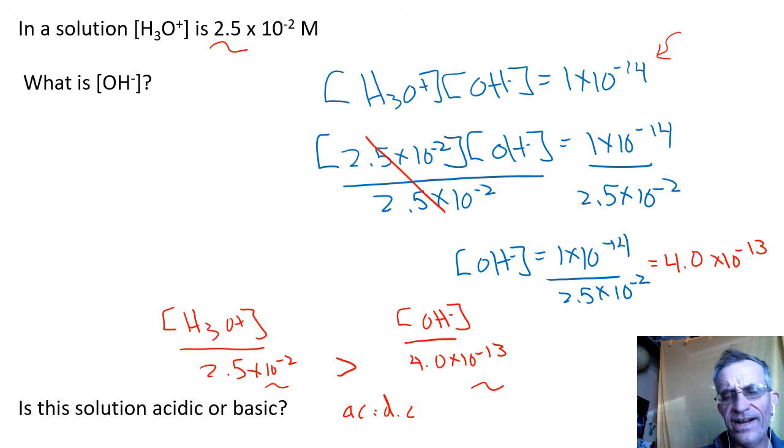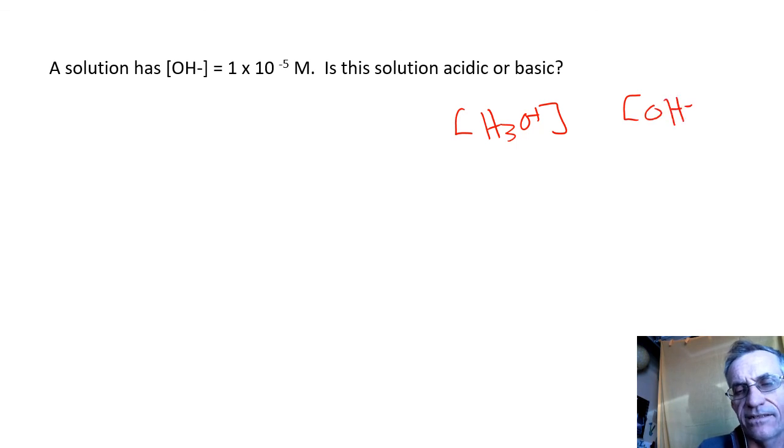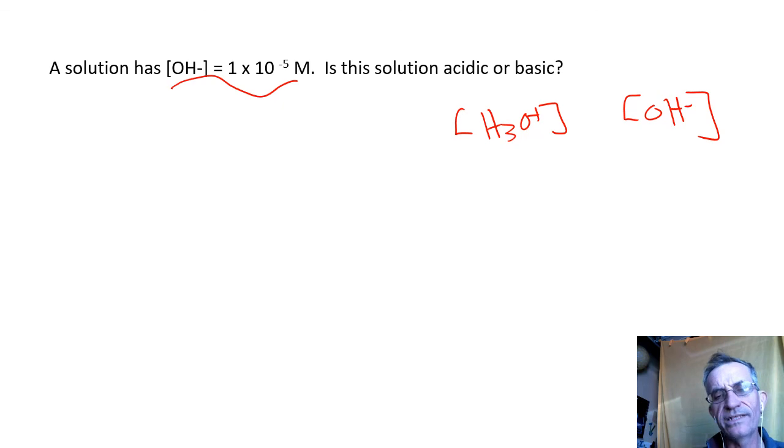All right, one final example I want to show you in this video. Let's flip over to it. The whole point of knowing the amounts of these ions, hydronium and hydroxide, is that they tell you whether something is acidic or basic. So let's say I tell you, you've got some solution and the amount of OH is 1 times 10 to the minus 5. And I want to know, is this solution acidic or basic?